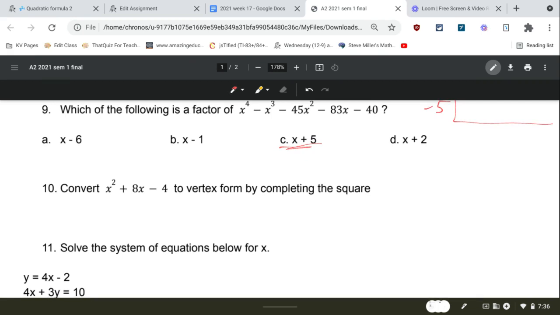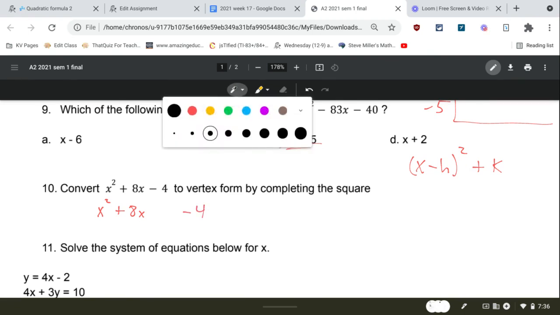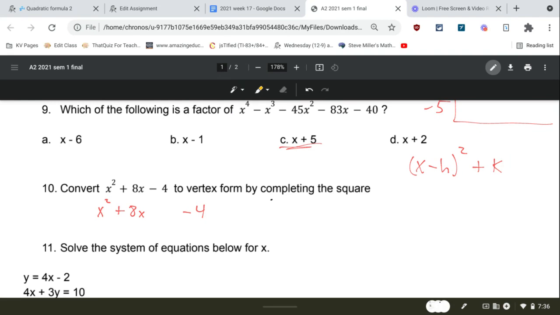Okay, number 10. Convert to vertex form by completing the square. So vertex form is when you've got x minus some number squared plus some other number like that. So the way we did that was we would separate the -4 from the rest of the group. And then we're going to be adding a mystery number right here to complete the square. You take half of 8, which is 4, and then you square that. So 16.